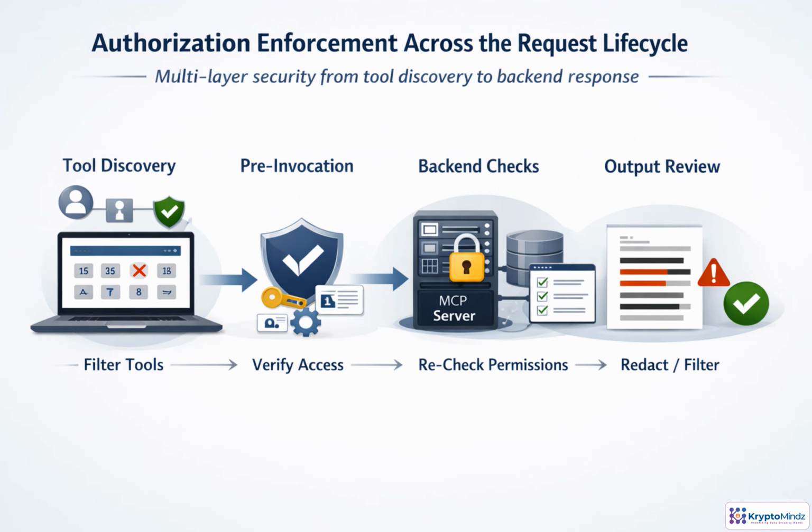Authorization should not happen only at login. In an MCP server, each stage needs its own decision. During discovery, show only the tools that fit the user's tenant, environment, and policy context. Before execution, verify scopes, roles, entitlements, tenant membership, and argument permissions. Before touching backend systems, recheck against the system of record, because access may have changed. And before sending the response, confirm the user can see the result. Redact fields they cannot access or deny the result if it is too sensitive.